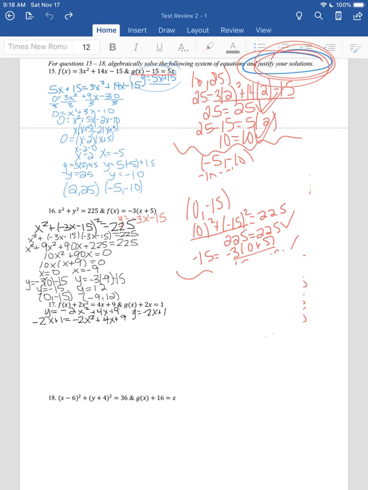I'm going to bring everything to the left. That way my x squared term becomes positive. So this is now 2x squared. Negative 2x minus 4x is negative 6x. And then 1 minus 9 is negative 8 equals 0. To make it easier on myself, I'm going to divide everything by 2 so it's a little bit quicker.